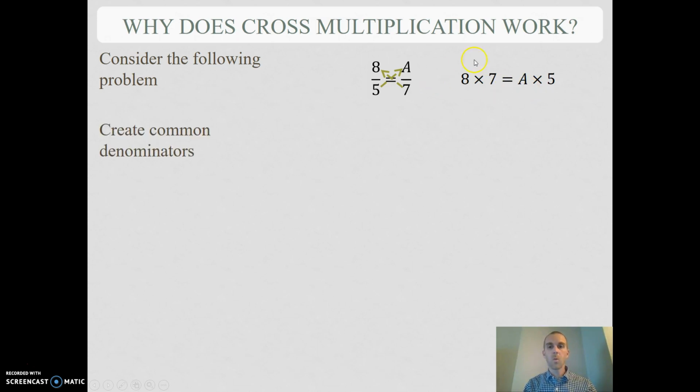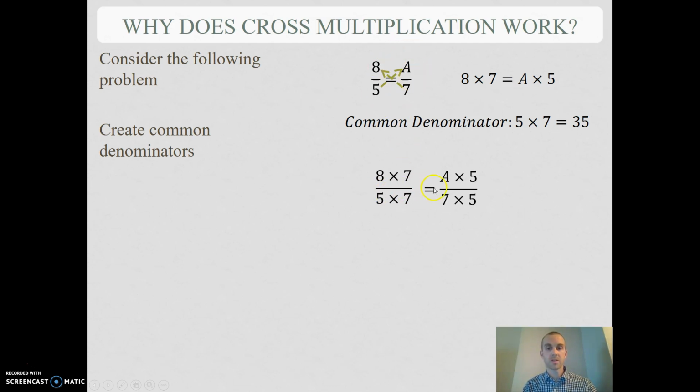So the question is, why? Well, what we're really doing is creating a common denominator. So we say, what is the common denominator of 5 and 7? 5 times 7, that would be 35. So if I make a common denominator on my left fraction, or my left ratio, and I do the same thing with my right ratio, I'll see that what I end up with is 8 times 7 over 5 times 7, equals a times 5 over 7 times 5, which puts both of those numerators over 35.